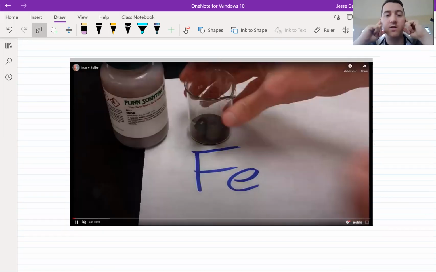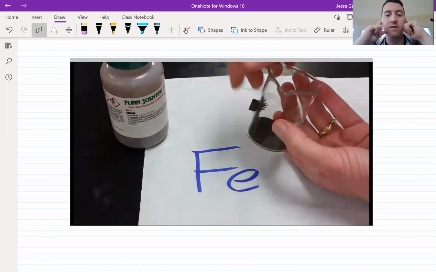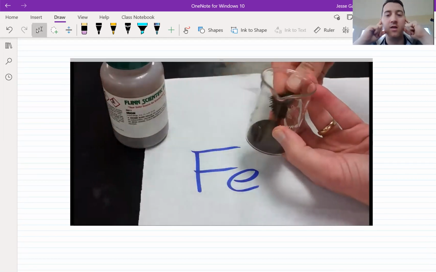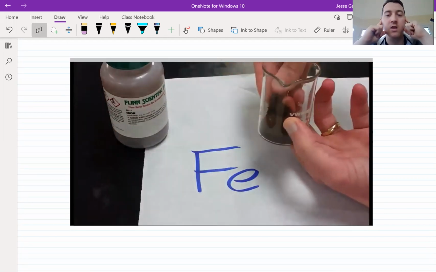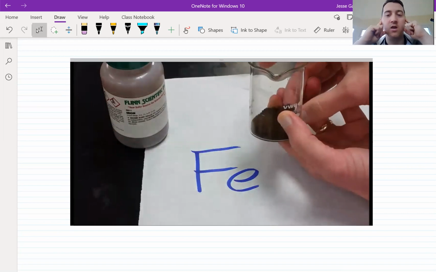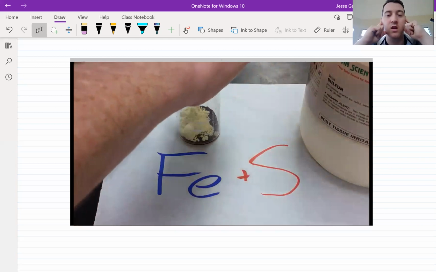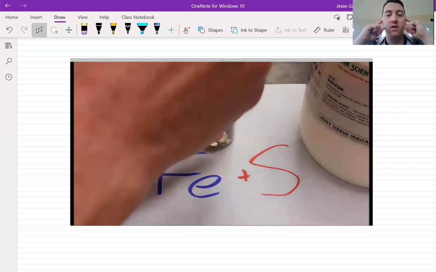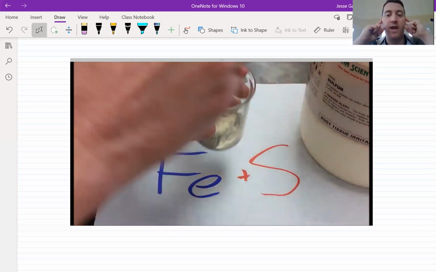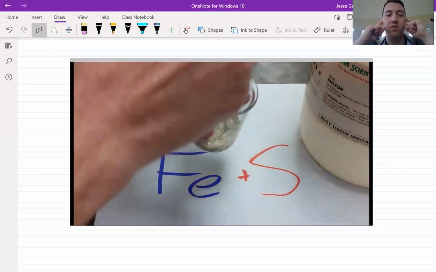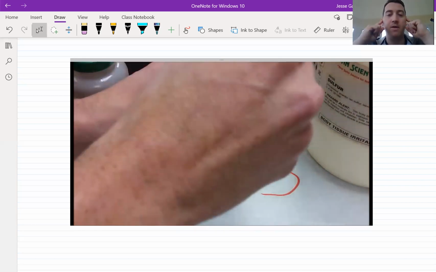All right, so first of all, you see here, we've got some iron filings in a beaker, and we are using a magnet to show that these are quite magnetic. As you can see, the magnet is making all the particles move. We are now mixing together the iron and the sulfur. Now, they haven't reacted yet. This is just a mixture at the moment. No chemical reaction has actually happened yet.